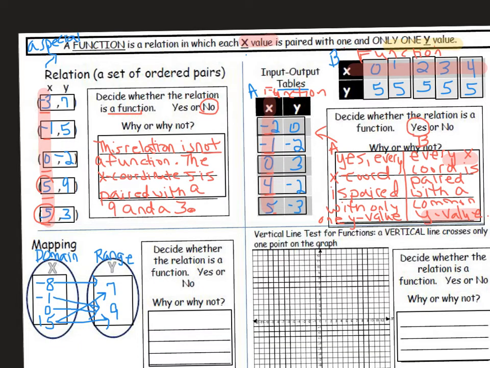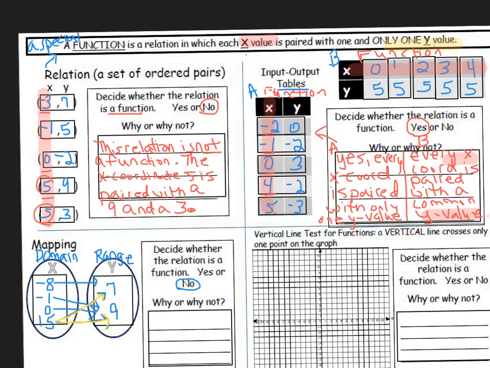So 15 actually has 2 y values. So it has 2 arrows coming from it. As soon as you see that your x value of 15 has 2 arrows, that means it is paired with more than one y value. So can this relation be considered a function? Well, according to the definition, I have to say no, it is not a function. So why are my range values not a function of x?